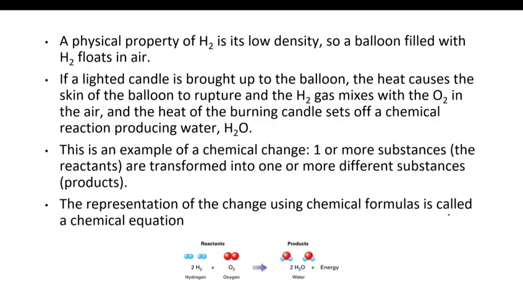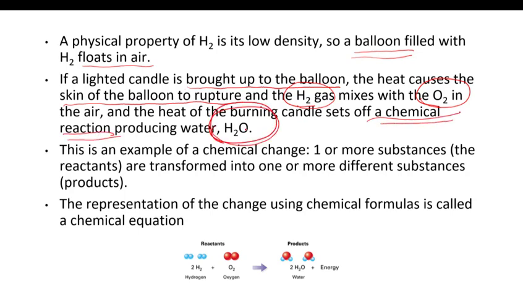Now, a physical property of hydrogen gas is that it has a low density. So let's say we fill a balloon with it, it's going to float in the air. Now let's say I take a candle and I bring it up to this balloon. The heat causes the skin of the balloon to pop, and the hydrogen gas mixes with the oxygen gas in the air, and the heat of the burning candle sets off a chemical reaction that produces water.